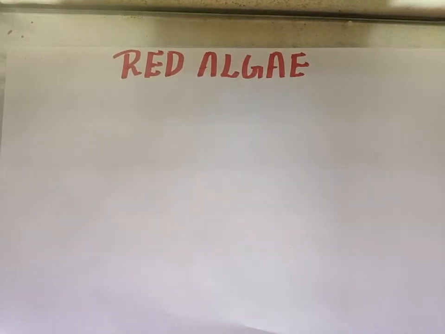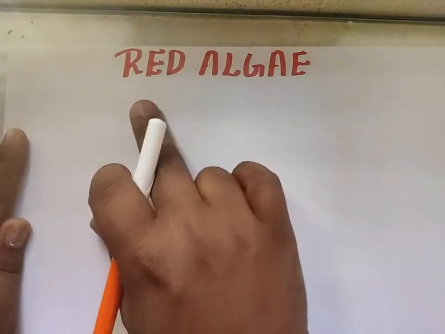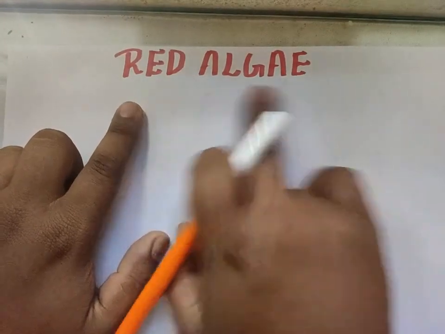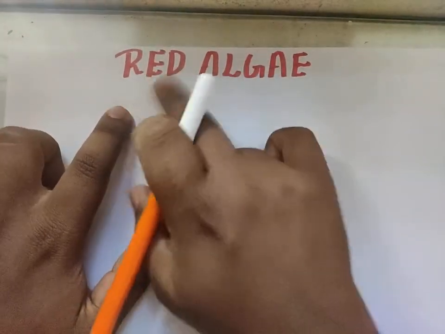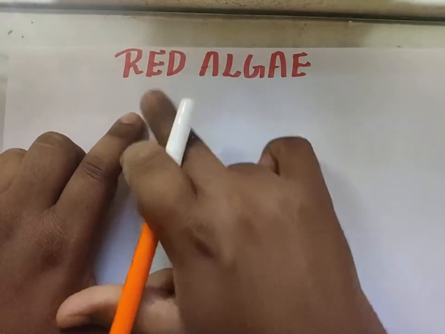We were discussing the plant kingdom, and in the plant kingdom we were discussing algae. So far we have completed green algae and brown algae. Now we are taking up one more kind of algae, which is called red algae. The algae is named red algae because it appears red in color. We have already discussed this.